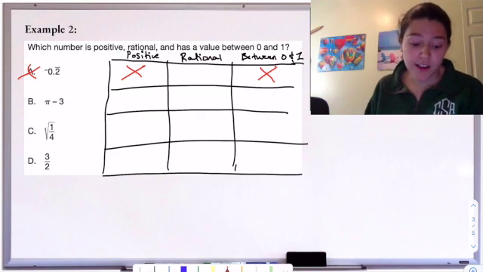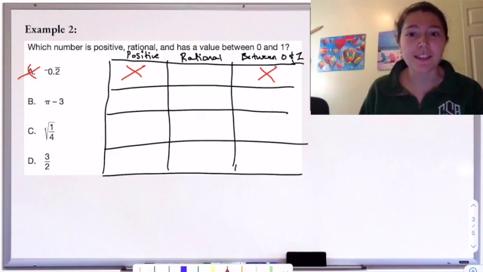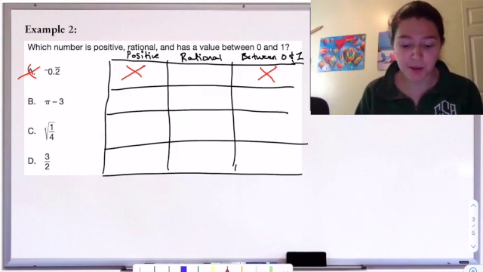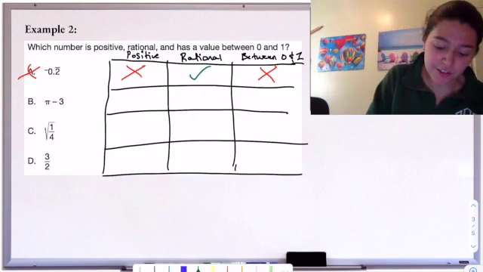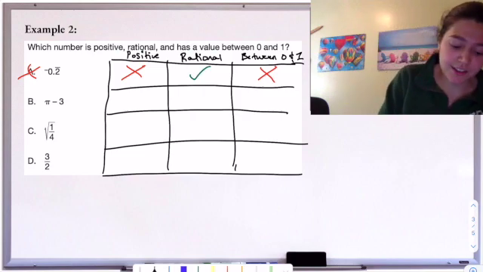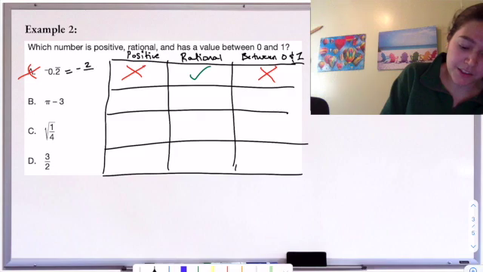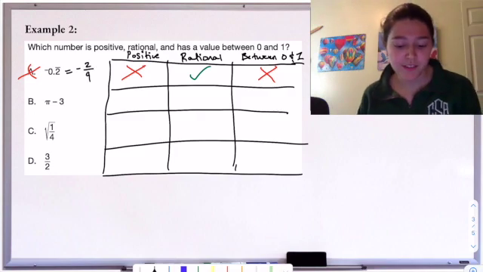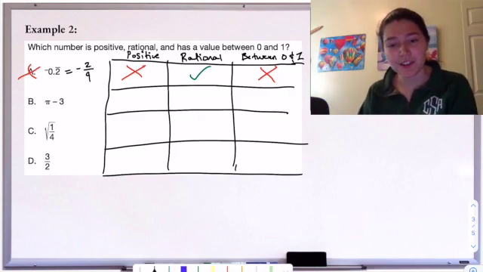It is a rational number, though, because this is an important concept to remember. Whenever we have a repeating decimal, like negative 0.2 repeating, that is going to be rational. You can write that as a fraction. That happens to be equivalent to negative 2/9. But still, it needs to be all three of these, so that's out.